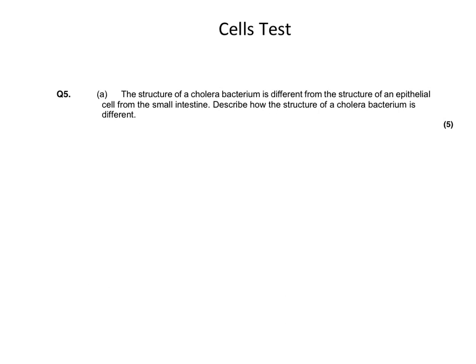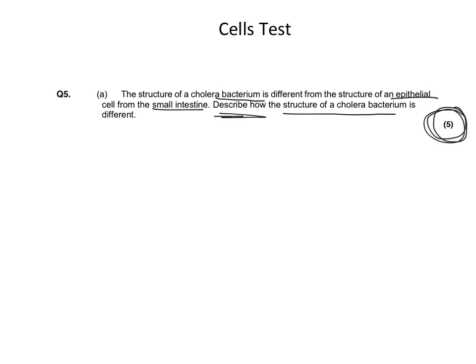So, question 5. The first thing to note about question 5 is it's 5 marks. So they're looking for 5 points here. So we need to look at it carefully. So it says that the structure of Chlorobacterium, so prokaryotic, is different from the structure of an epithelial cell in the small intestine. And it says describe, which is great because that's just recall of your knowledge.